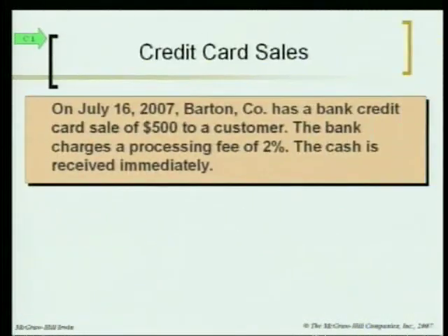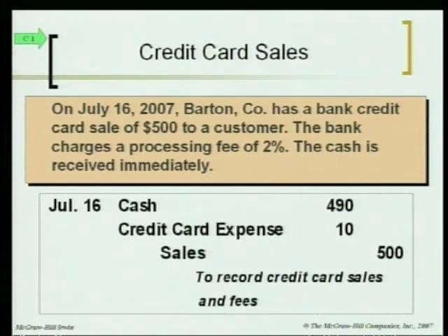So let's do that. On July 16th of 2007, Barton Company has a bank credit card sale of $500 to a customer. The bank charges a processing fee of 2%. The cash is received immediately. Okay, here would be the journal entry. We record the sale of $500 with a credit to sales for $500.